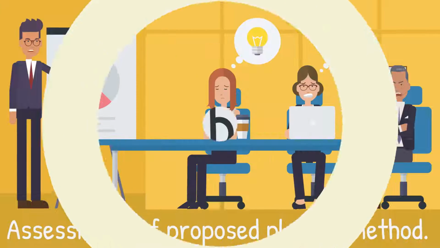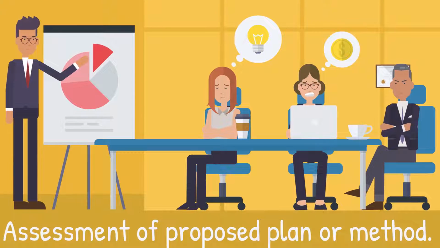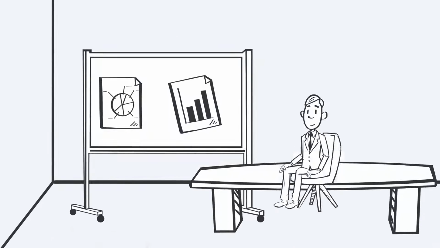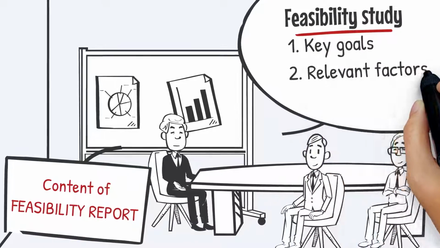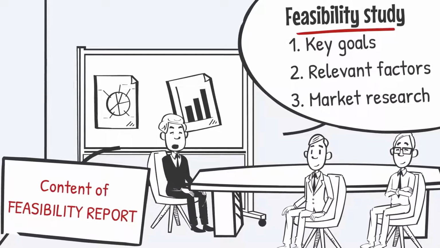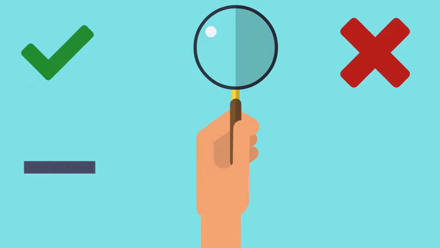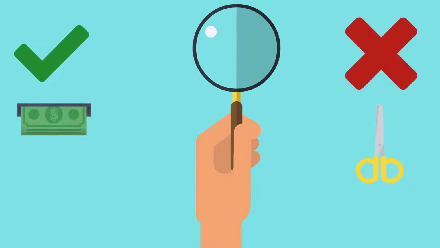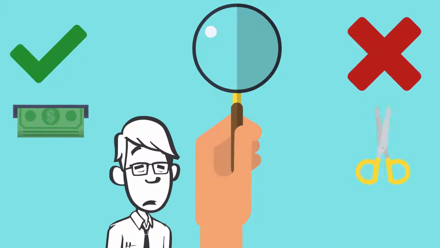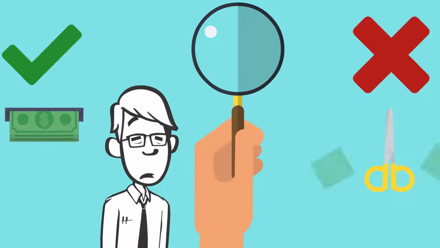Basically, it's an assessment of a proposed plan or method. A feasibility study analyzes the practicality of a proposed project and assesses how likely the project is going to succeed. A feasibility study identifies key goals and relevant factors, and examines the market research and details of the resources and budget that are required to successfully execute the project. It helps management make better informed decisions regarding which projects get funded or which get scrapped. And that is what a feasibility study is. Well, sounds easy, right? However, it's not an easy task to perform every time.